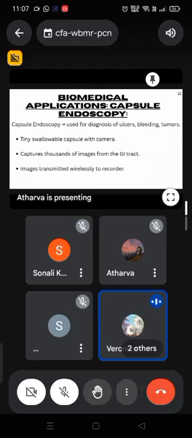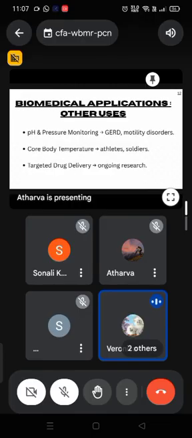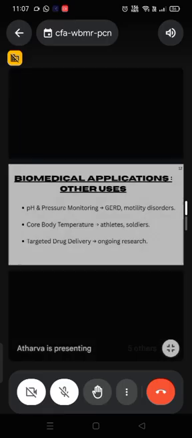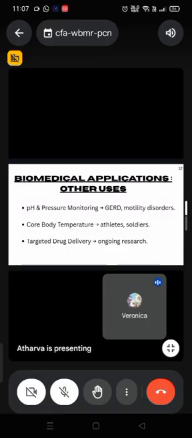There are other applications, which are pH and pressure monitoring. It helps diagnose conditions like GERD and motility disorders by measuring pH levels and pressure in the gastrointestinal tract. Core body temperature monitoring is used for athletes and soldiers to track body temperature in real time, ensuring safety during extreme conditions.